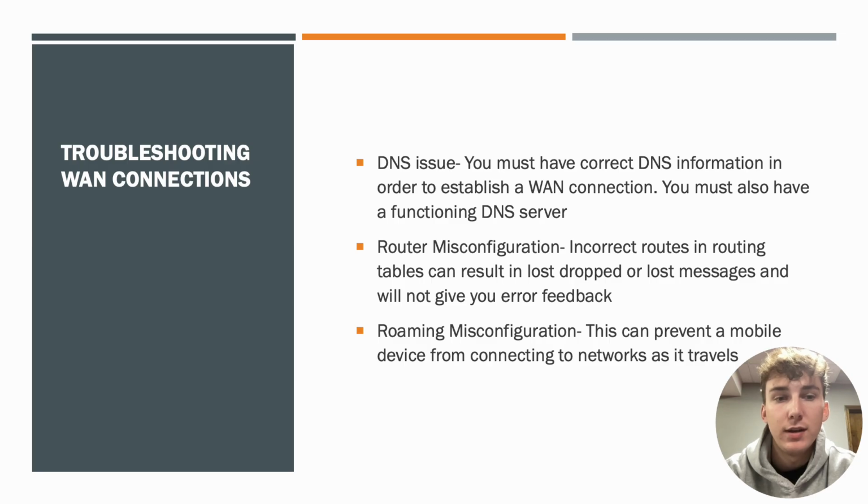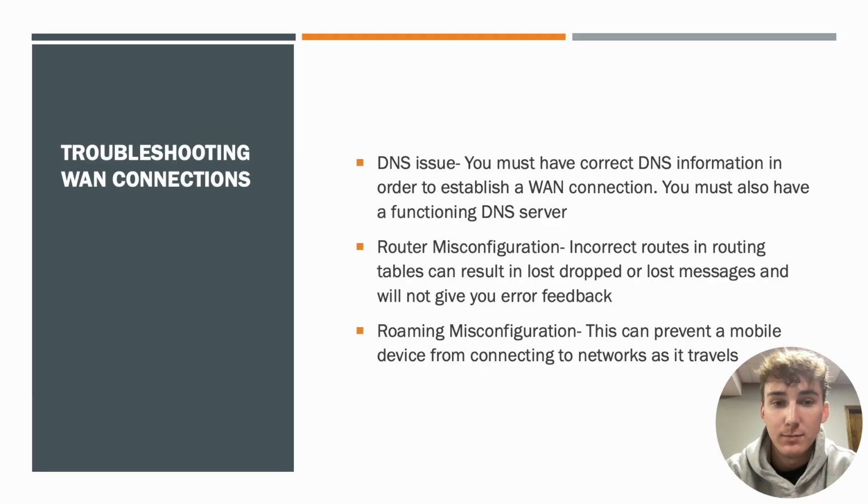So troubleshooting WAN connections, there's DNS issues, where you must have the correct DNS information in order to establish a WAN connection. You must also have a functioning DNS server. If you don't have both of these, you cannot establish a connection.